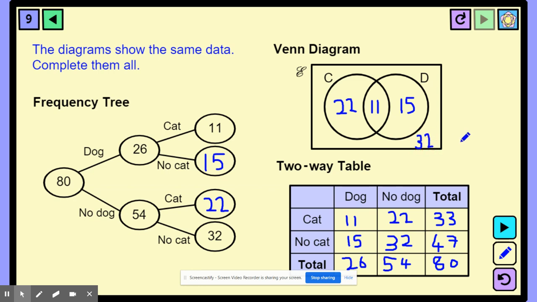Okay, so there is a fourth worksheet, which is an extension one on the Google Classroom for you to have a go at, and then mark your answers from there. Okay.